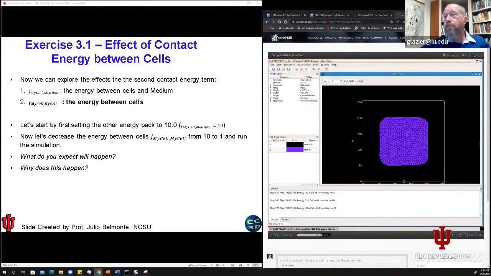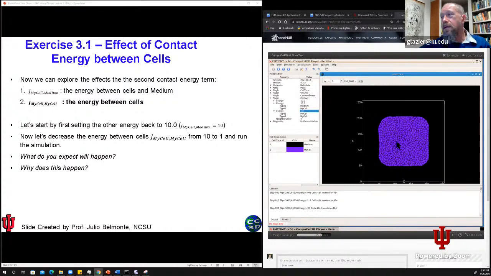So let's try that. Why don't we all do that together? You can do it in the XML, or we can just do it with steering. I'm going to do it with steering. So let's do it together. And actually here I was supposed to reset this value to 10 before I did that. And so let's take the cell-cell contact energy and make it 1 instead of 10. Let's see what happens.